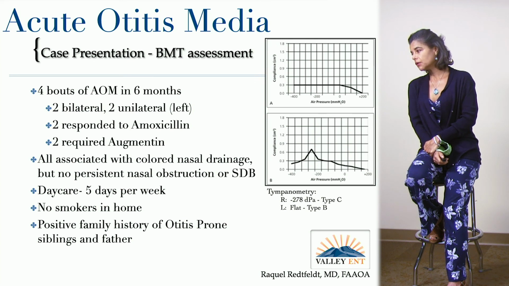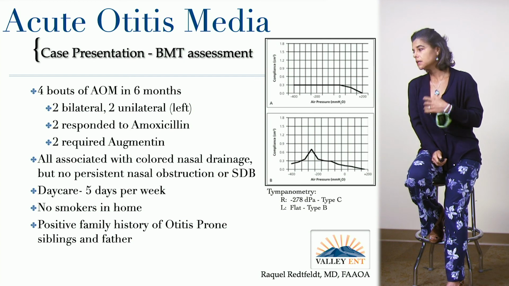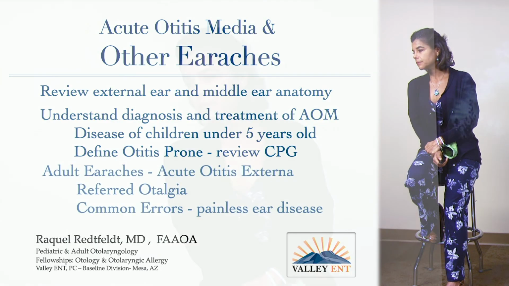That image on the right is a representation of a tympanogram. The top one is actually her left ear. That's the ear that was recently infected and bulging and gooey, and that eardrum's not moving. So that's a flat tympanogram. We call it a type B tymp. And then the other one is at -278. That's a type C. So either one of these ears showing either one of these findings would meet our criteria for confirming that they really do have eustachian tube dysfunction, that they really do have recurrent acute otitis media, and that they should proceed with tubes.